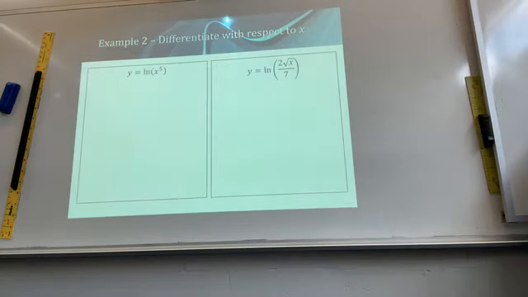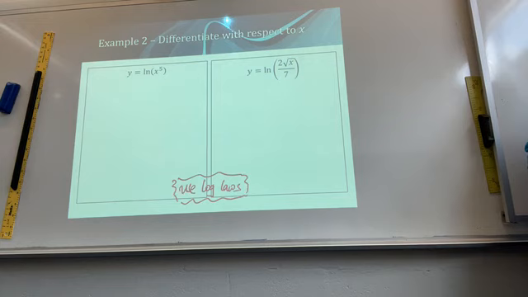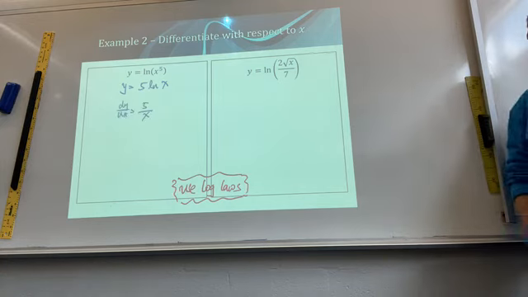All right. Next, differentiate with respect to x. This time, how are you going to do this? You just rearrange. What are you going to do? Log laws. Very good. So that's the first thing I do: use log laws. There's no way you actually use the chain rule. So 5 log x, and therefore dy/dx is 5 over x.